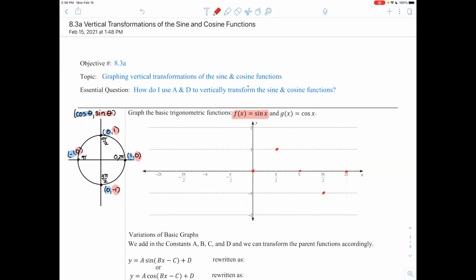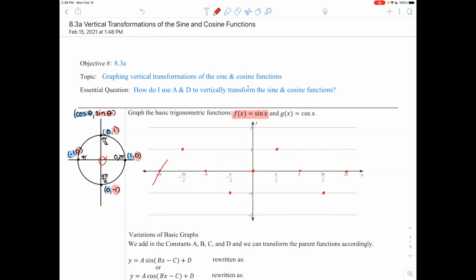Okay, I can also rotate in this manner. So if I go sine of negative pi over 2, that's negative 1. Sine of negative pi is 0. Sine of negative 3 pi over 2 is positive 1. Sine of negative 2 pi is 0.